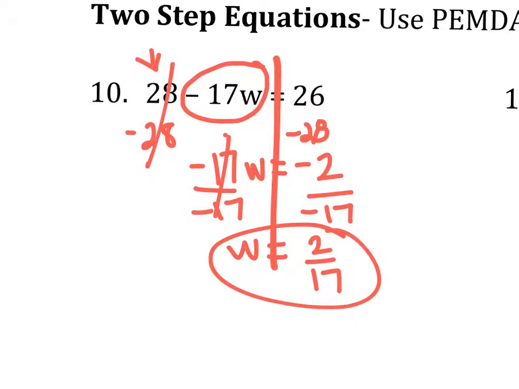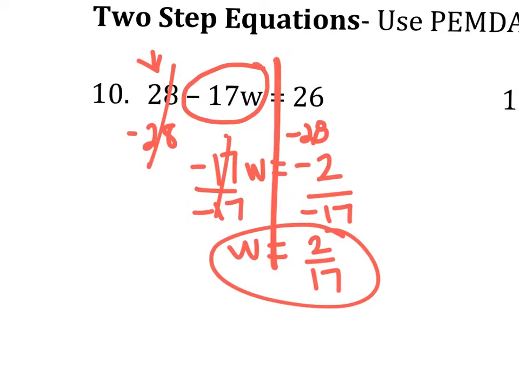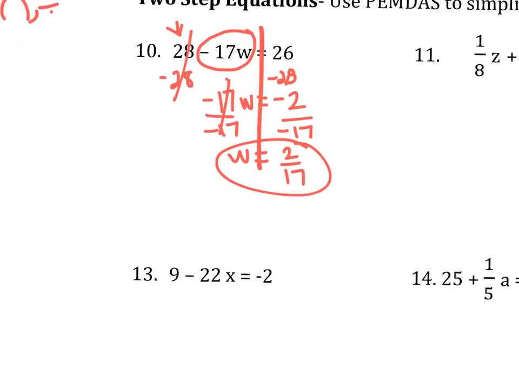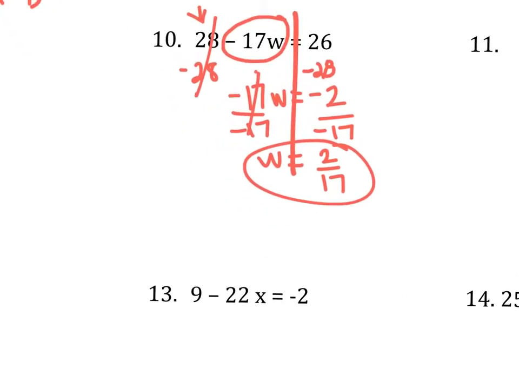And like the other problems, you can go back to this and plug it in for W to make sure that your answer is correct. You don't have to do this for your classwork, but I'm going to do it just to show you how it would be done or how it would look. So I have 28 minus 17W equals 26.